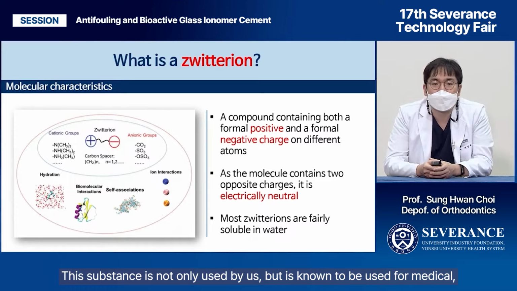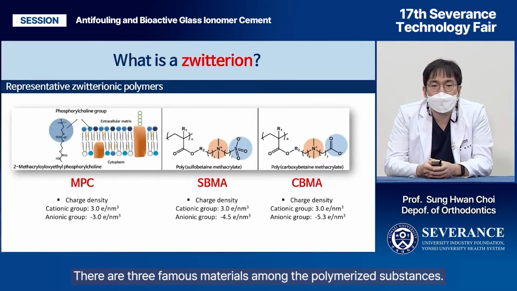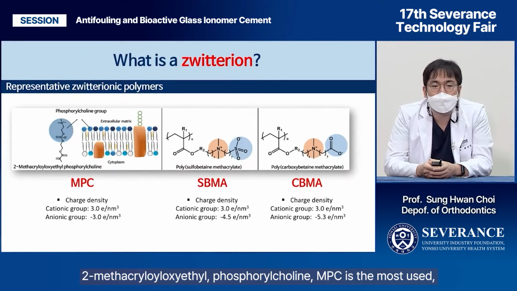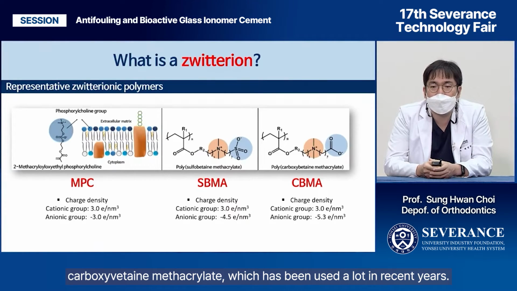This substance is not only used by us, but is also known to be used for medical contact lenses and contact lens eye drops. This substance is highly soluble. There are three famous materials among the polymerized substances. 2-methacryloyloxyethyl phosphorylcholine, MPC, is the most used, and there are SBMA, sulfobetaine methacrylate, and CBMA, carboxybetaine methacrylate, which has been used a lot in recent years.